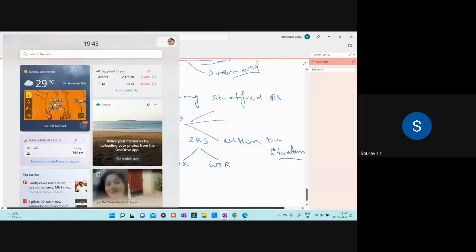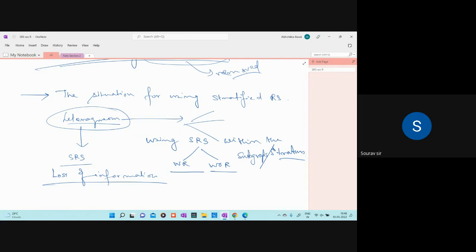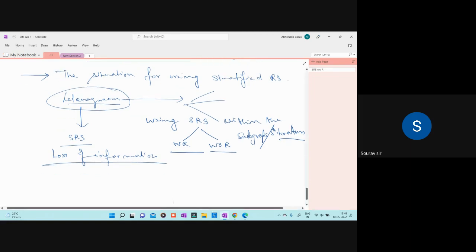Okay, so this is nothing but simple random sampling, where either you go with or without replacement within the strata, or you can say subgroups. Stratified random sampling actually reflects the population being studied, because what we are doing is nothing but simple random sampling.